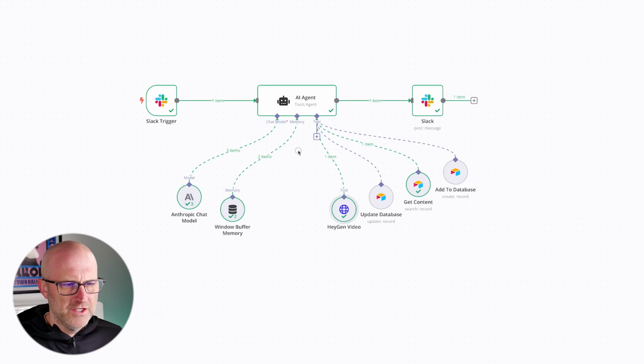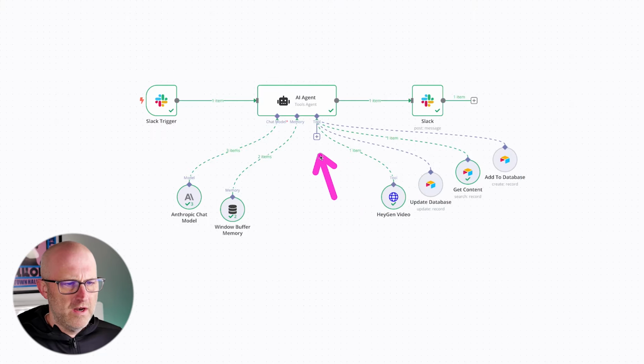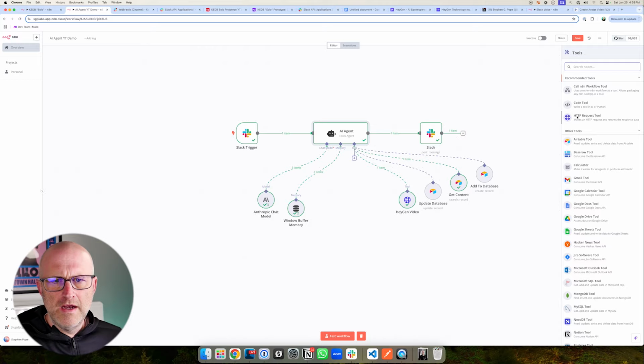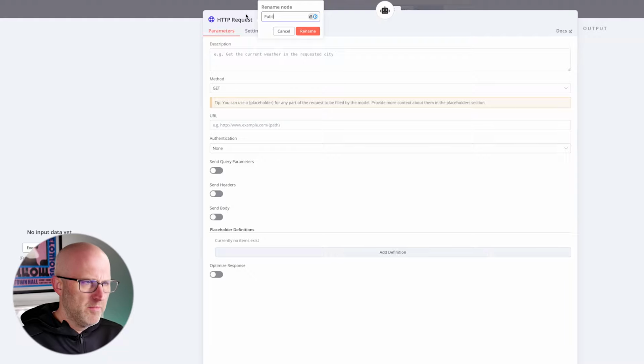I'm going to hit Shift. That allows me to select multiple modules, and then I can push them over a bit to make a little bit more room. Now I'm going to add another tool. We're going to add an HTTP request tool. I'll come up here to the name and change this to publish content. Go ahead and click rename.